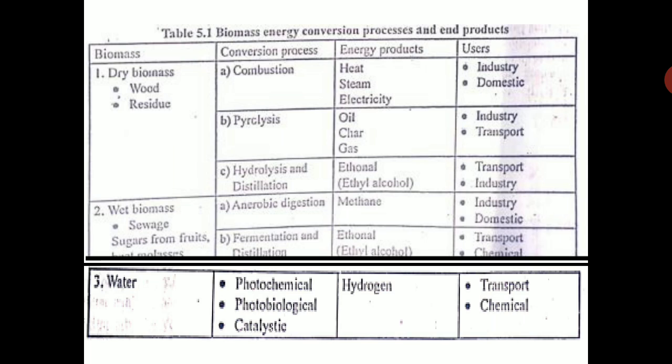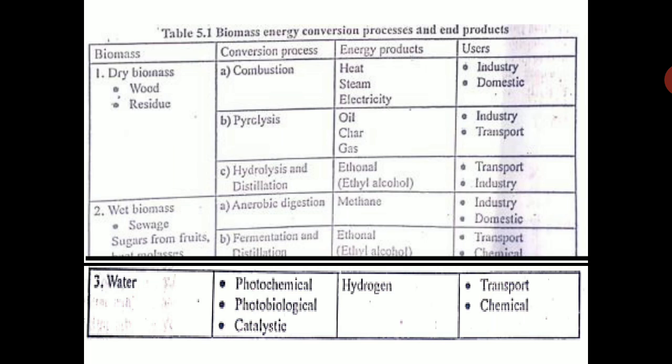Then hydrolysis and distillation. You might have seen this ethanol production, ethyl alcohol. So what happens, this sugarcane molasses, they can do the hydrolysis, that is fermentation. This is basically a fermentation process where this sugar is converted into ethyl alcohol, and this ethyl alcohol is used in petrol. Now blending, around 5% of blending is allowed in India. So that is known as gasoline plus alcohol, and is used in industry as well as transport.